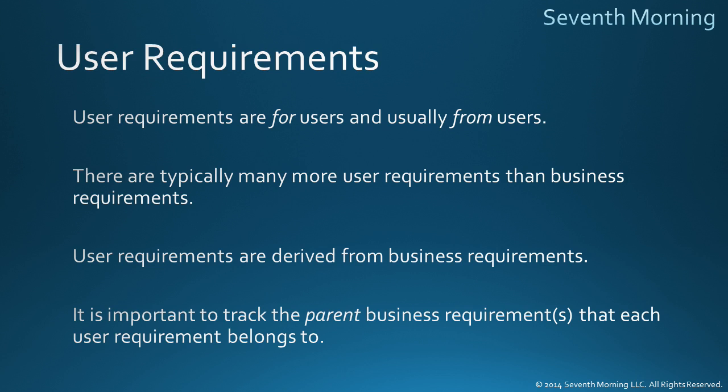Also, some organizations tend to lump business and user requirements together. It's not necessarily wrong, but it does have some shortfalls, and I recommend that you keep those separate, as we've been doing in our examples so far. Okay, with that, we can move on to the next type of requirement, the functional requirement.